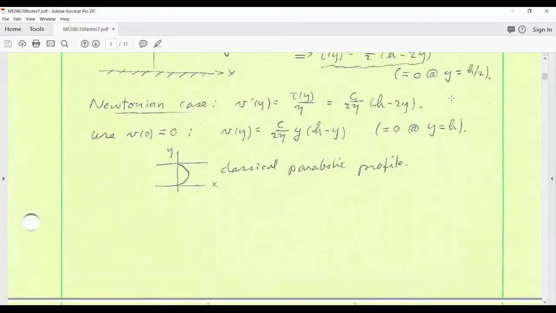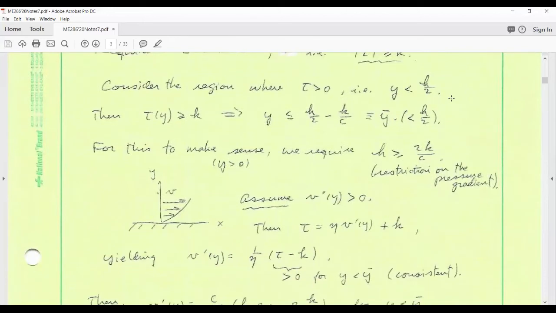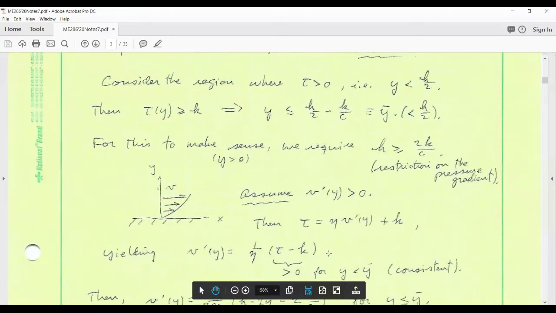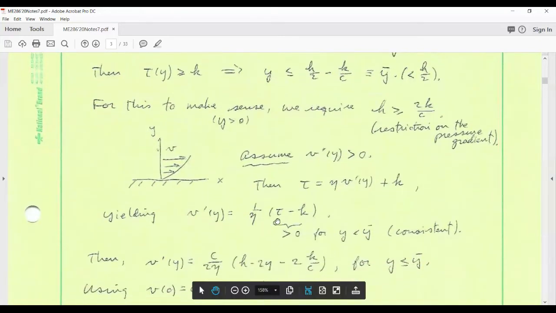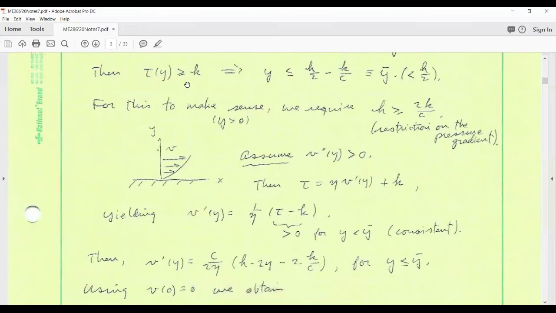And then the stress becomes just this right here. Tau is the purely viscous part plus this yield part. So we can solve this for v prime y, and we get this. Now, indeed, tau minus k, because of this restriction, is positive for y less than y bar, and so our assumption is consistent. In other words, the assumption that v prime y is positive is confirmed by this result here.